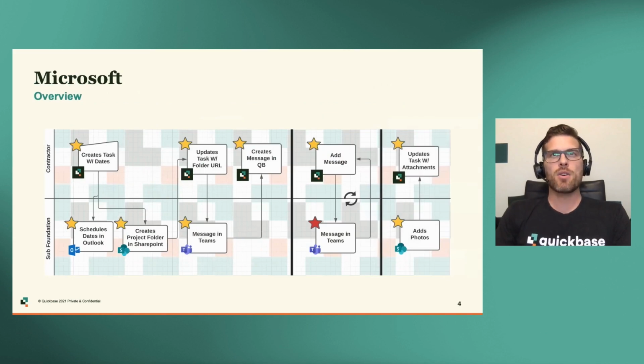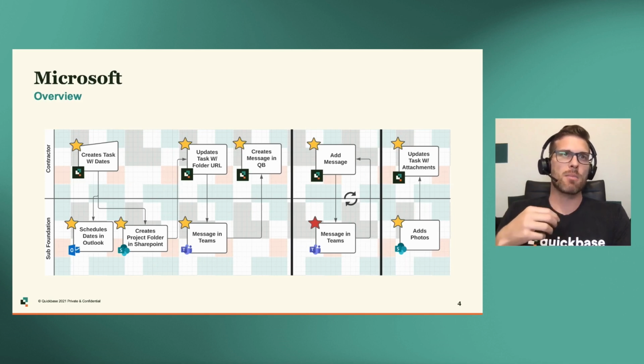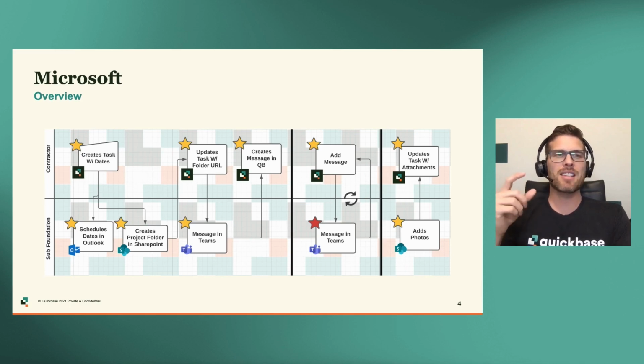This is a high-level overview of the steps that you're going to be seeing in the Microsoft flow. So as a contractor in Quickbase, I'm going to create a task within my projects table. That task then is going to trigger my pipeline to schedule dates in Outlook, which then is going to notify my subcontractor, who is controlling the foundation portion of my build.